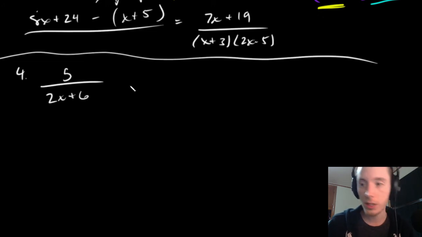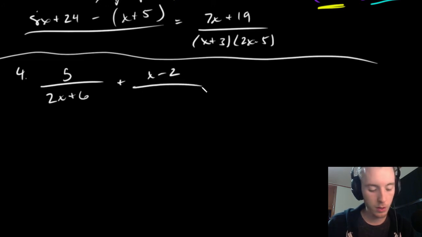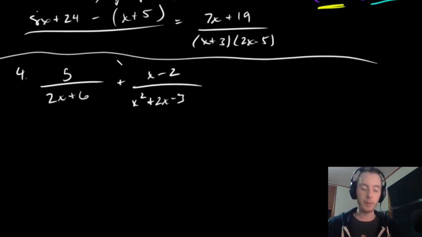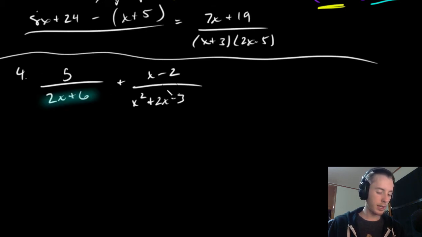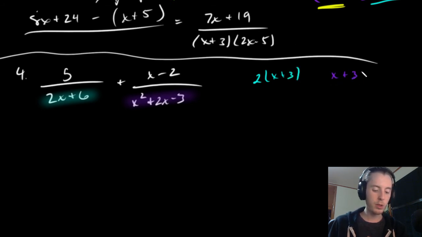2x plus 6 plus x minus 2 over x squared plus 2x minus 3. Man, that's really hard to read from that far away. Now, factoring. What can factor? This can factor, and this can factor, and that's it. So I'll factor them in the same color, so that's a 2, and then x plus 3. And then the other one can factor into x plus 3, x minus 1.